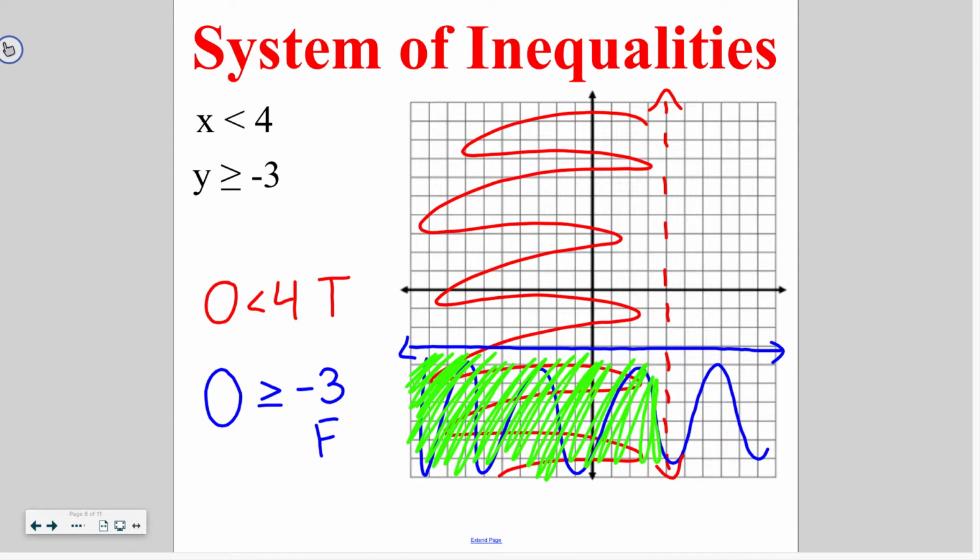So that first one, x is less than 4. That is that red dashed line over on the right side, and that is a true statement, so we shade it to the right. Then we have y is greater than or equal to -3. That is that solid horizontal blue line. That is a false statement when we plug in 0. So our overlap area is this green highlighted area down at the bottom.